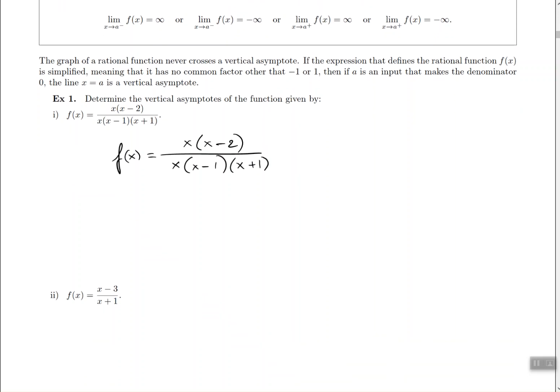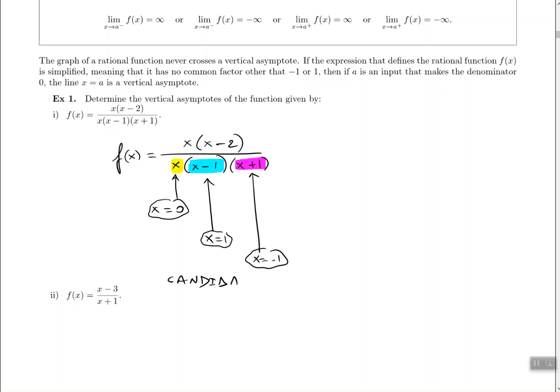First of all, find out what makes the denominator equal to 0. The first factor will become 0 when x itself is equal to 0. The second one will become 0 if x itself is equal to 1. And finally, the third parentheses, x plus 1, will become 0 when x itself is equal to negative 1. So these numbers, 0 and 1 and negative 1, we call these the candidates. These are places where you may or may not have a VA.